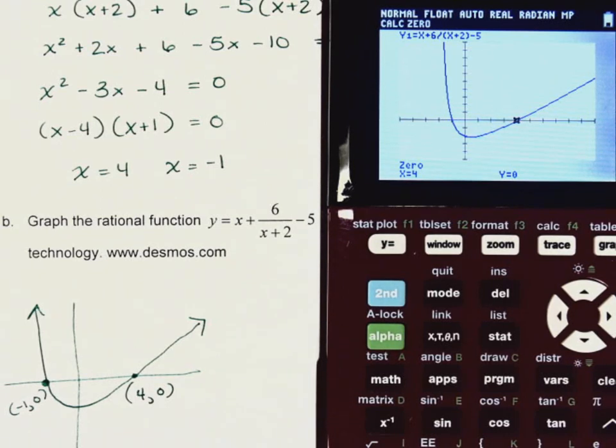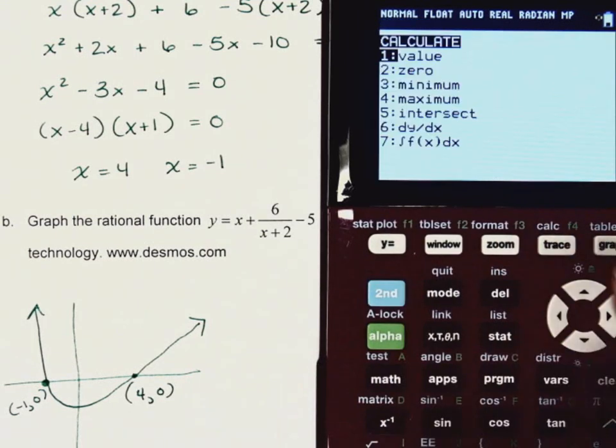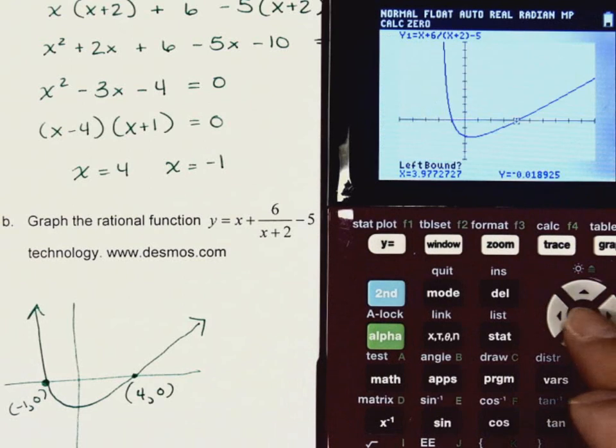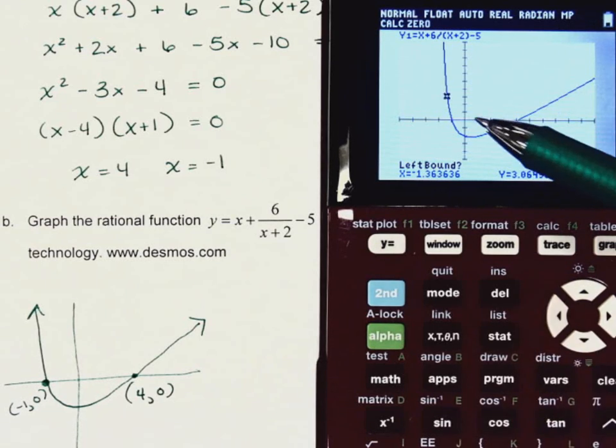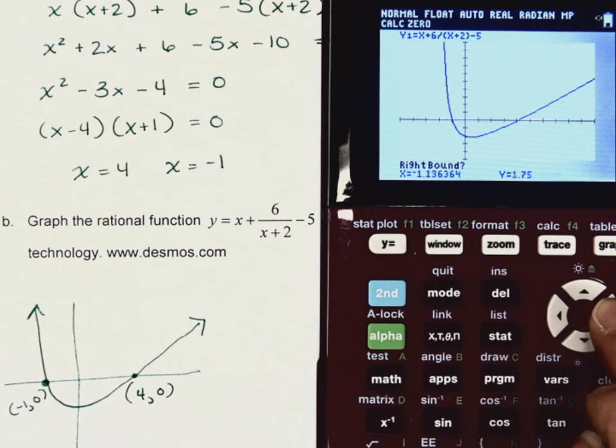So please know that this is not going to help you on your provincial exam, but Desmos and graphing calculators do help you with looking at it on your homework, looking at how things relate to each other. So if I want to do that again, second function calculate, I'm going to do the 0. It's saying, are you left bound? I have to be left bound of the x-intercept that I want to deal with. So yes, I'm left bound now.